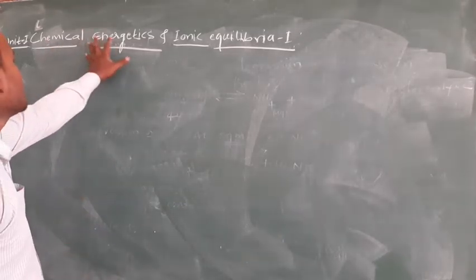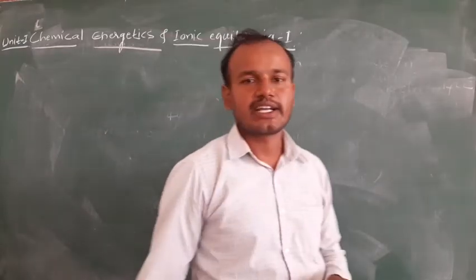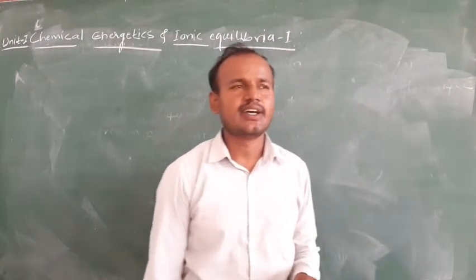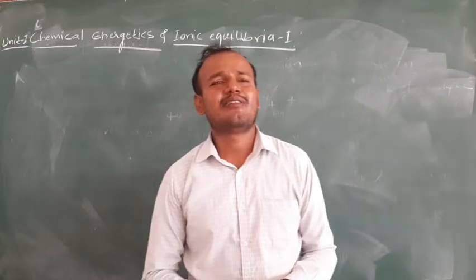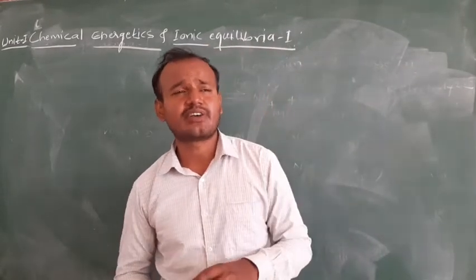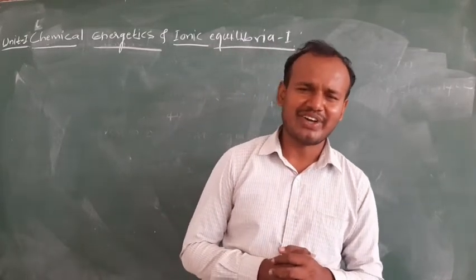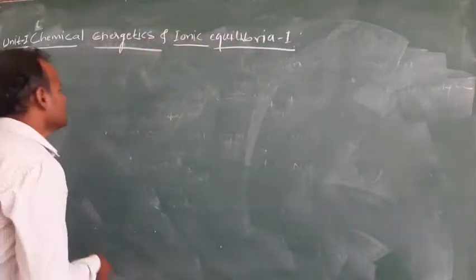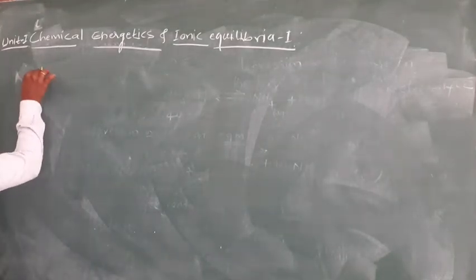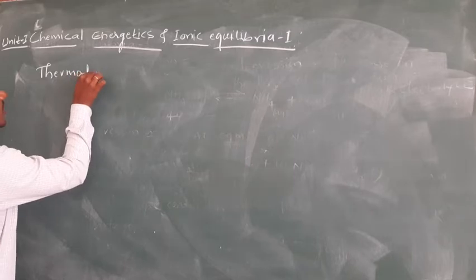So in the first unit, today only we are going to start with chemical energetics, which is nothing but the basics of two subunits. One is thermodynamics and the other one is thermochemistry. Very interesting. In first PUC we have studied this unit, thermodynamics.